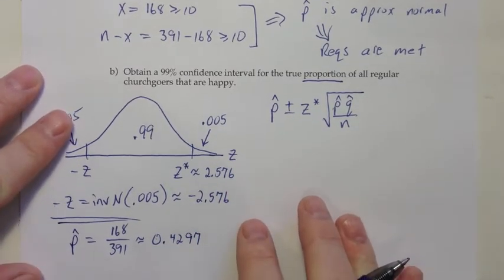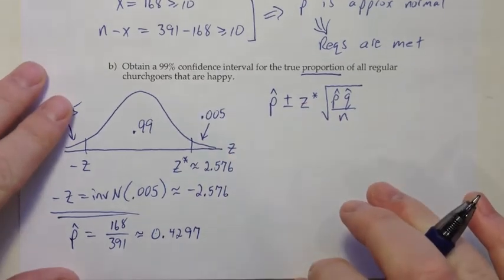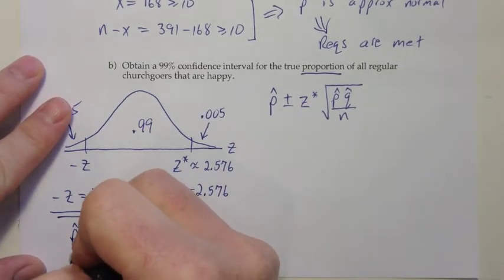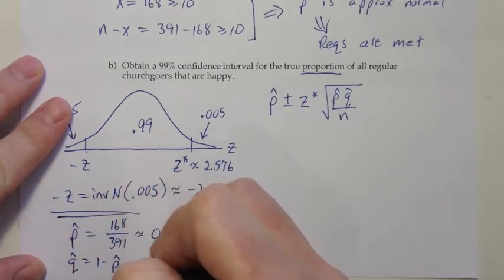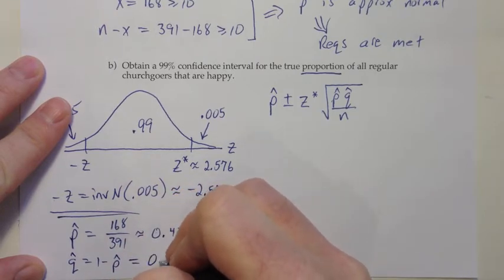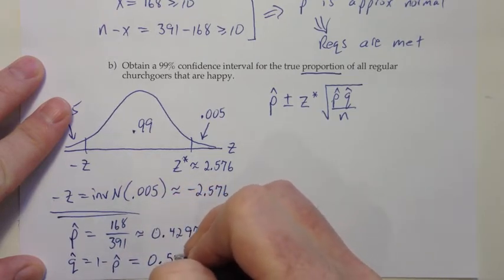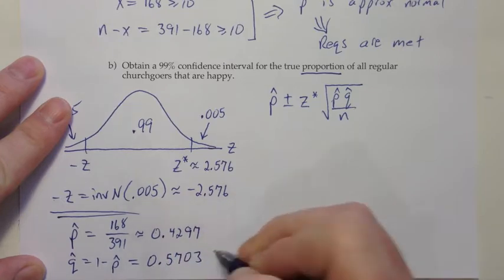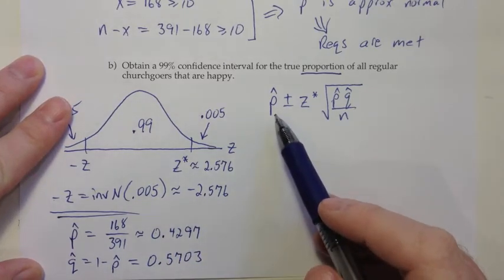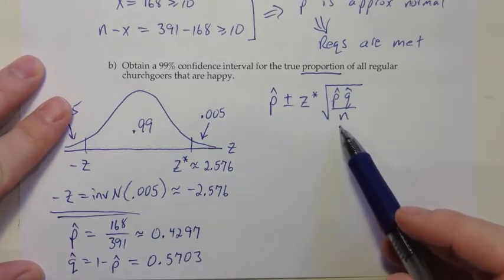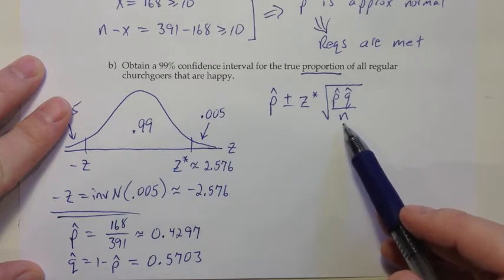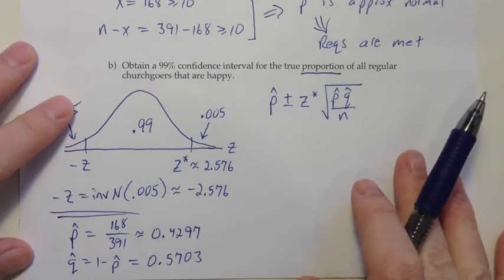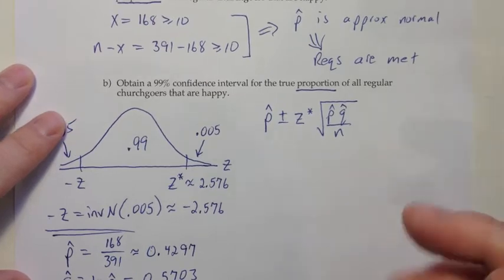And then q hat would just be 1 minus that. So q hat would be 1 minus p hat, which would be 0.5703. So now we have our p hat, we have our z star, and we know our sample size n was 391. So we have everything we need to plug into that formula, so I'm going to start working on that.